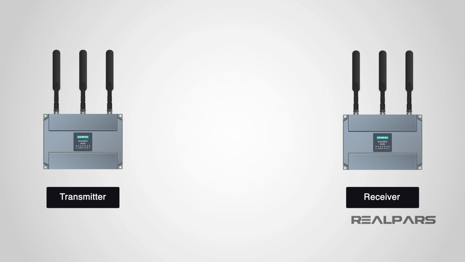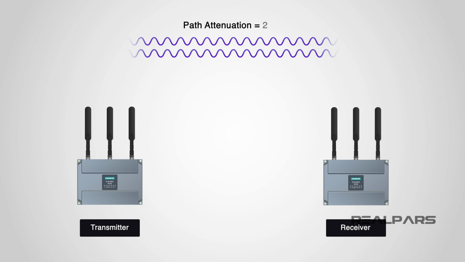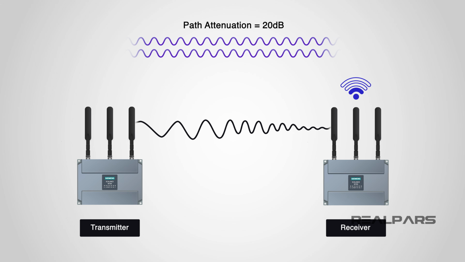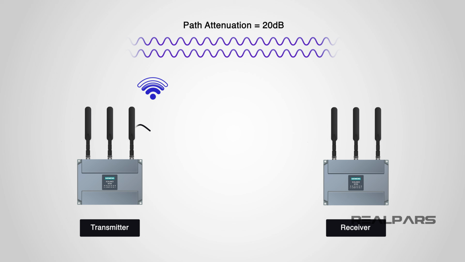Power loss is the weakening of the signal no matter how much power is transmitted. This means, if the path attenuation is 20 decibels, it will affect a strong signal in the same way as a weak signal. However, if we transmit a weak signal and it becomes attenuated even more, the demodulation of the signal becomes less reliable or even impossible.